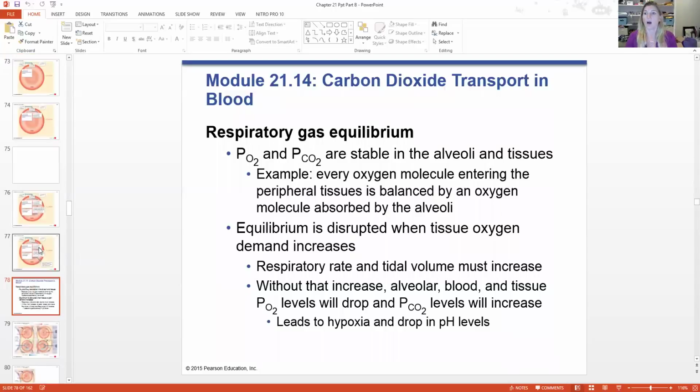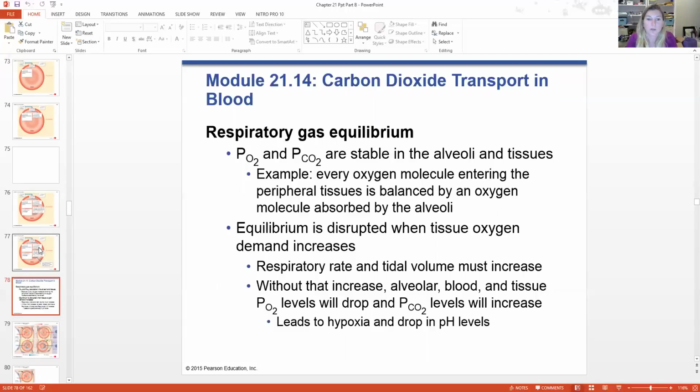So, why is all of this important? Well, it's super important because our respiratory gases have to be maintained in equilibrium. The partial pressures of oxygen and carbon dioxide are very stable within the alveoli and in our body tissues. What is maintaining that is our blood. Our blood's going to take away the extra, either push it out or pull it back in, right? So the partial pressure of carbon dioxide and oxygen are very stable. Every oxygen molecule that's entering the peripheral tissues is going to be balanced by an oxygen molecule at the alveoli. It's an exchange. One exchange on the internal respiration for an exchange on the external respiration.